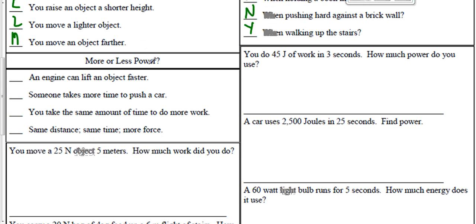Okay, the next one, more or less power. Remember, power is work over time, so it's the rate at which you do work. An engine can lift an object faster, that's more power. Someone takes more time to push a car, that's less power. You take the same amount of time to do more work. In that case, you're going to have greater power because the work is greater on top.